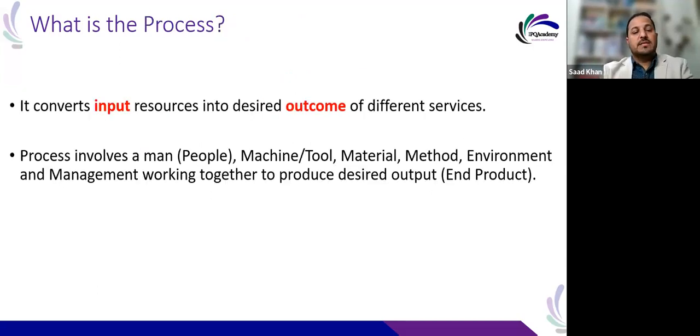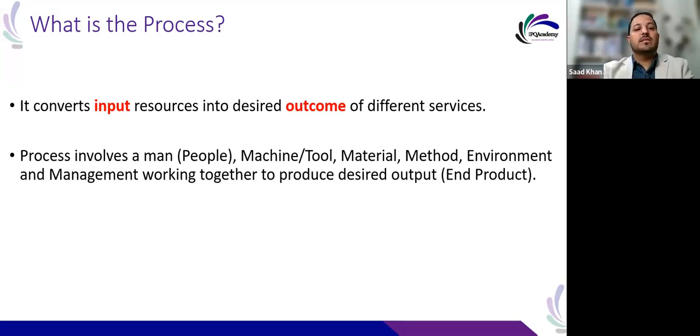Now, process itself: what is a process? A process is an input, which we put in from different sources to get a desired outcome. This is a simple definition of a process. It involves man, machines, material, methods, environment, and management working together to get a desired outcome.